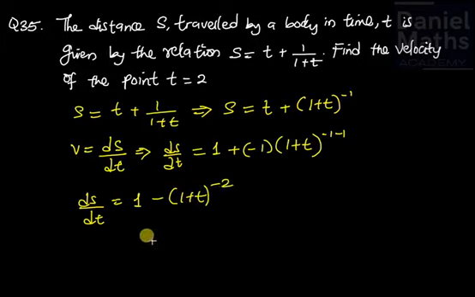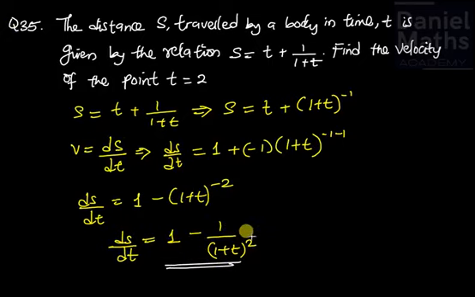Now we could go ahead to simplify this further, that ds over dt is equal to 1 minus 1 all over (1 plus t) raised to power 2. Alright, so this is the same thing as writing this. So this is the answer to this particular question here, guys. That's what we've done so far. So I hope you guys understand.